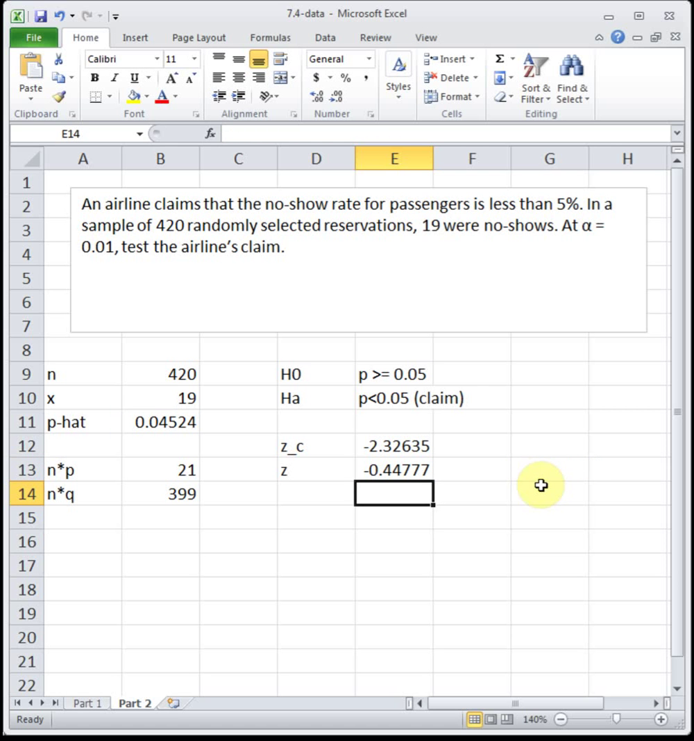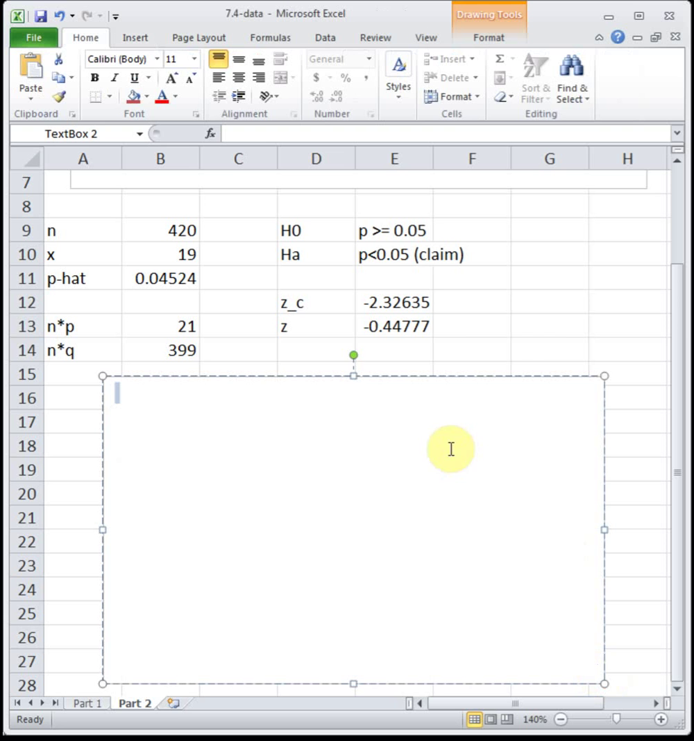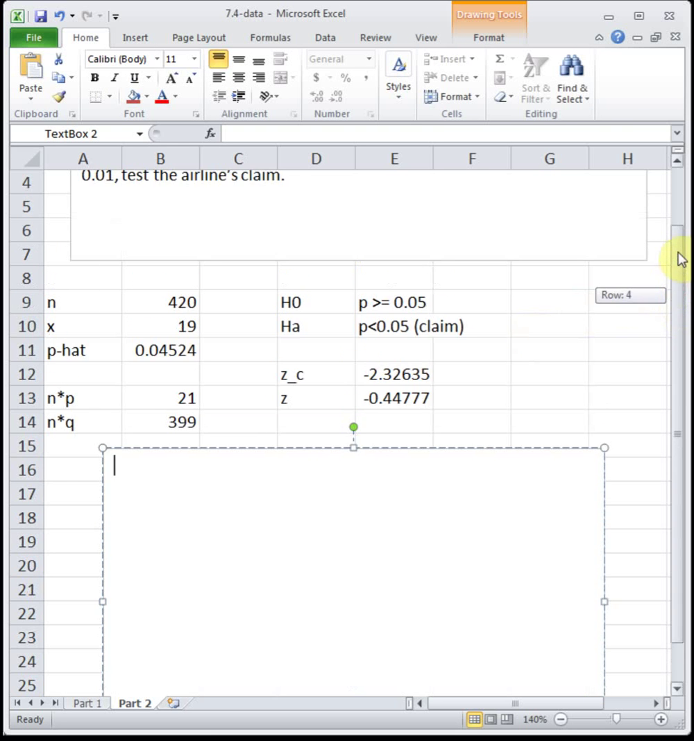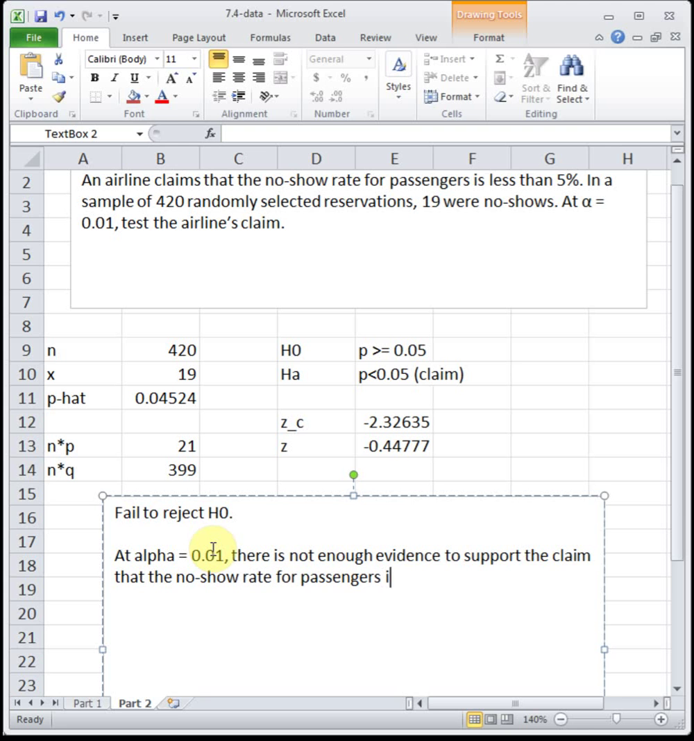And we see that that negative 0.4 is not all the way past negative 2.3. So it is not so far to the left that it's in the rejection region. So our decision is fail to reject H naught. Since our claim is in H sub A, all we can say is that at alpha equal to 0.01, there is not enough evidence to support the claim that the no-show rate for passengers is less than 5%.